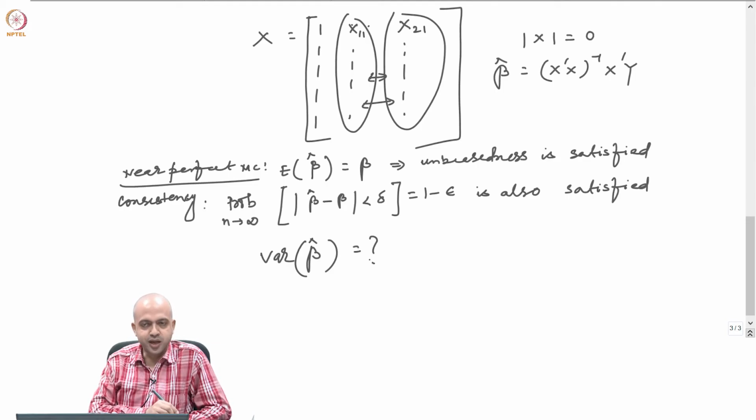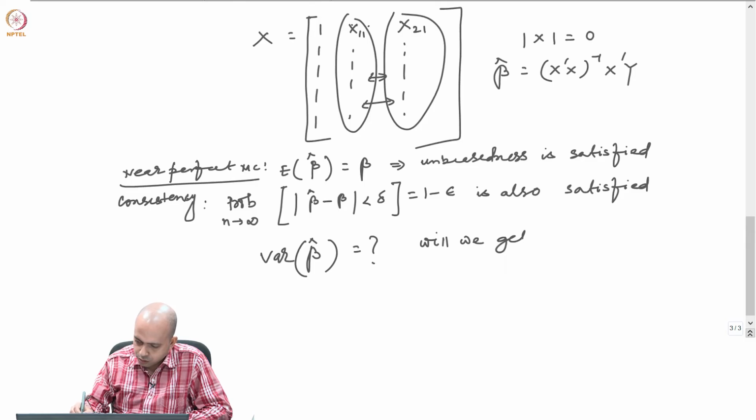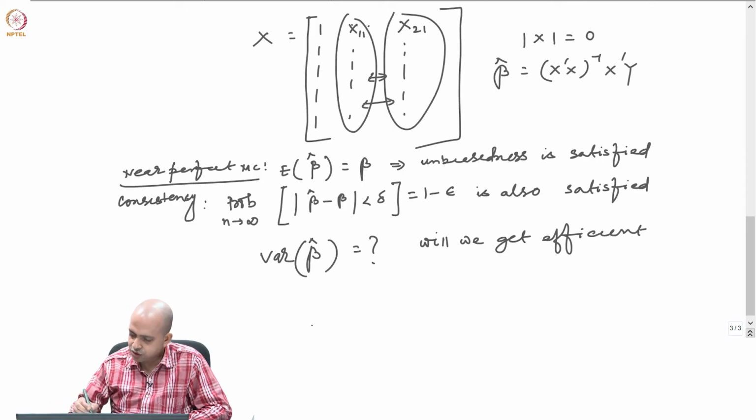Variance of beta hat. That means basically we are talking about the property of efficiency. Will we get efficient parameter? Efficient beta hat. Okay. Now, what does efficiency mean?